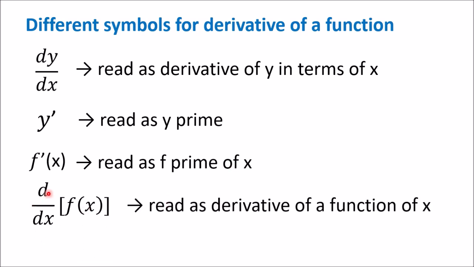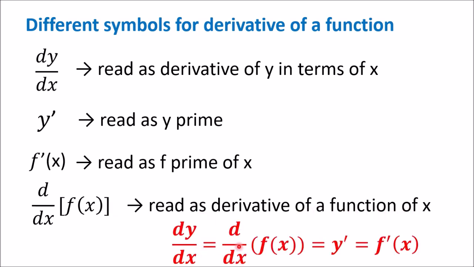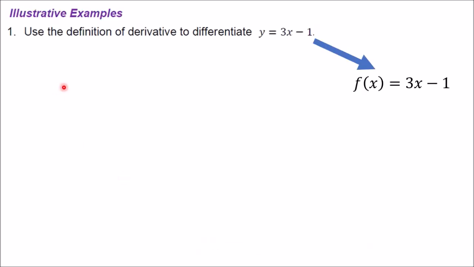O pwede rin ganito. d over dx of f of x. Read as derivative of a function of x. Ayan. So, ang apat na to ay pare-pareho. So, we can use these symbols in finding the derivative of a function. Ayan. So, we have here example number 1.